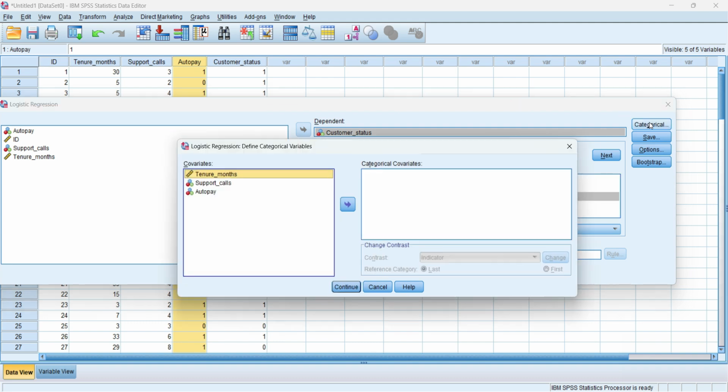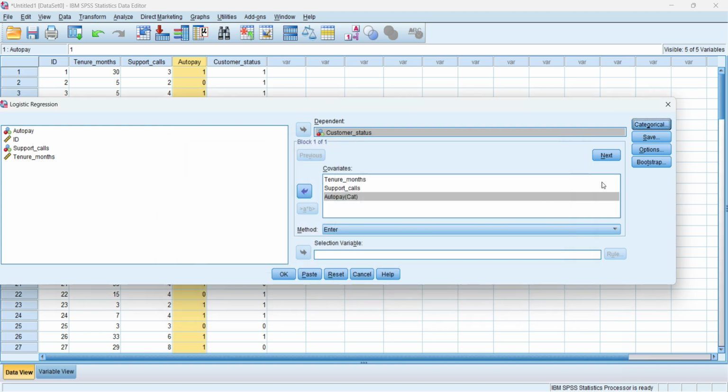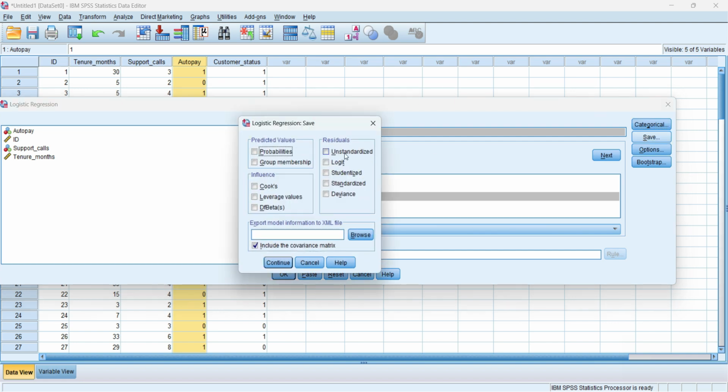Then you go to Categorical. What is our categorical dichotomous variable? It is autopay, with yes and no. We put it here as categorical and click Continue, because autopay was our dichotomous independent variable. Now we go to Save.